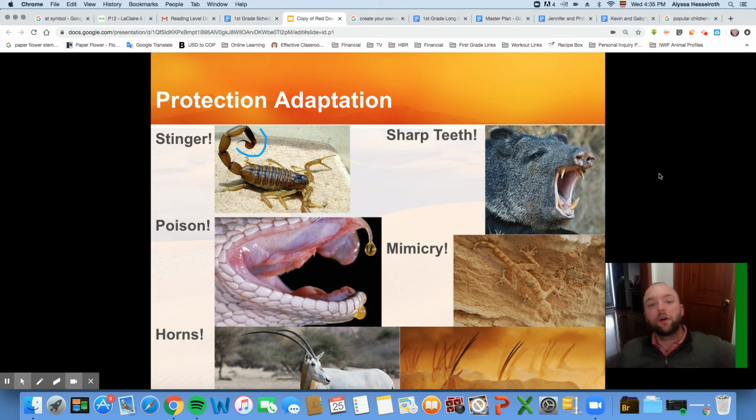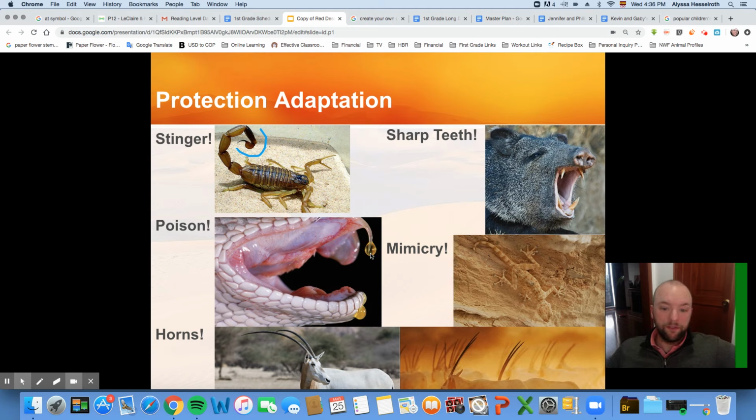Now, the next one is all about protection. When there are animals around, how does it fight? How does it scare predators away? And how does it blend in? So the first one here is a desert scorpion, and those animals have a stinger. There are also some ants that have stingers as well that live in the desert. Because of this stinger, animals are very reluctant to try and eat the scorpion because they don't want to be stung.